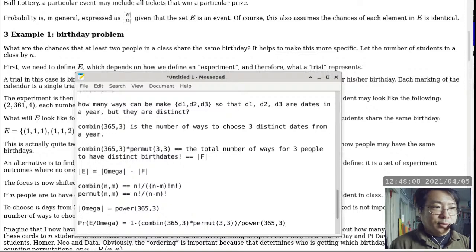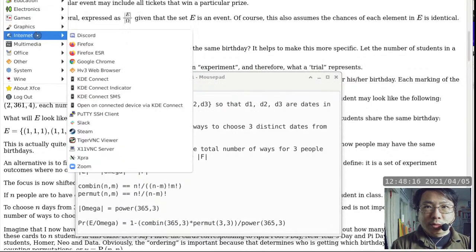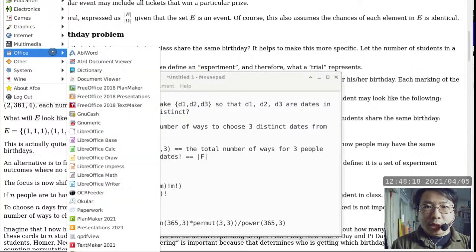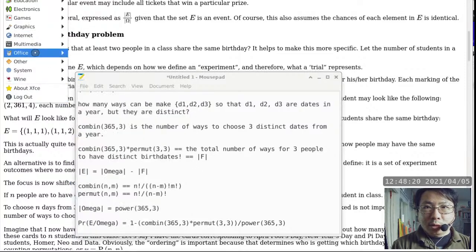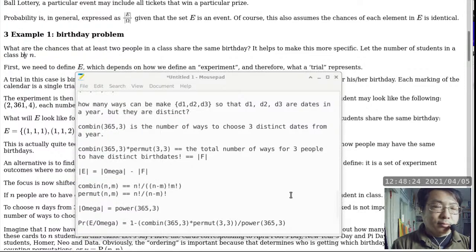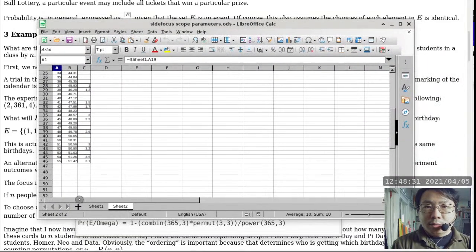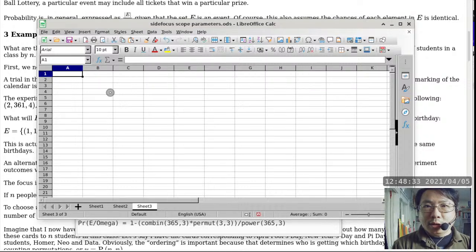All right. So now we want to actually see what this number looks like, right? So let's go ahead and use a spreadsheet to take a look at the actual number. All right. So calc. There we go. So we'll use a new sheet here. There we go.